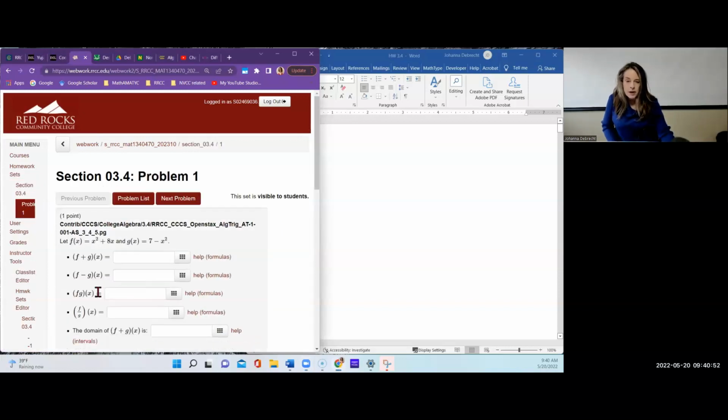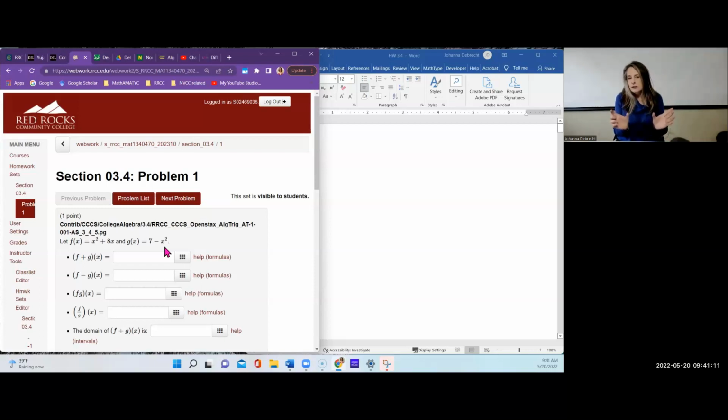In problem number 1, we're dealing with the arithmetic of functions. That is, how to take two existing functions, in this case, x squared plus 8x, and the function 7 minus x squared, and create new functions out of it. Now, this is actually a pretty powerful idea.